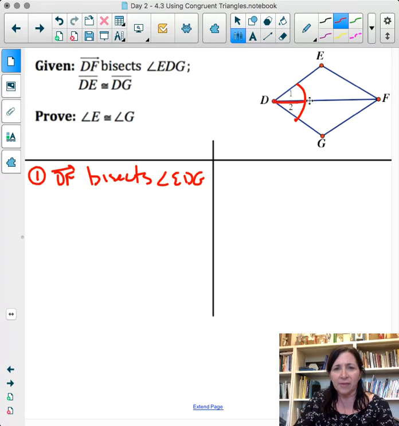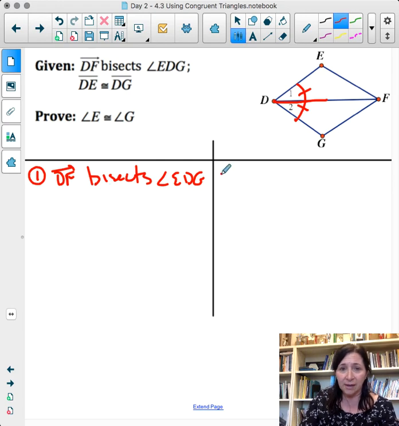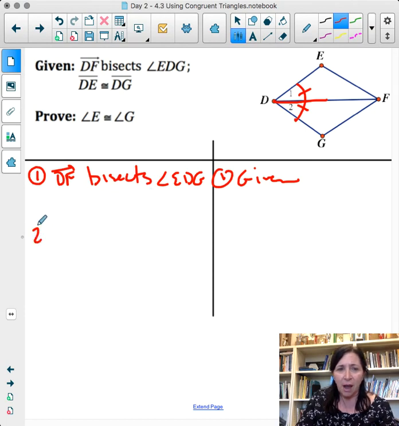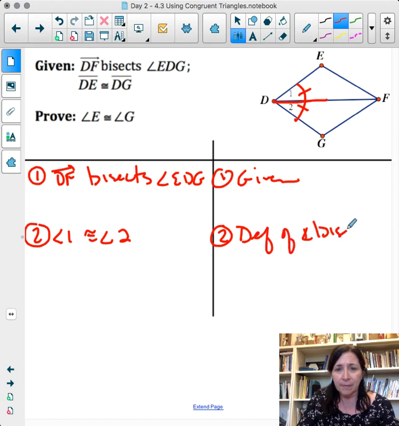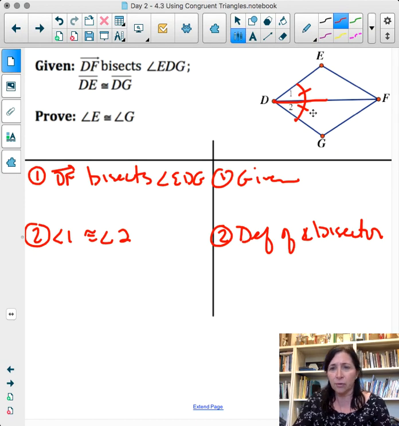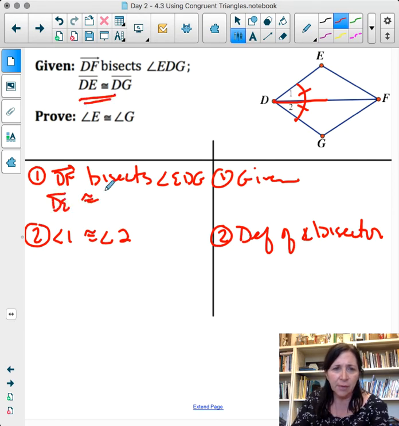Well, if a ray bisects an angle, that means it cuts it in half. And so therefore, because of this one statement in the given, I know I haven't written the whole given statement down, just because of that one statement, I already can say that angle 1 is congruent to angle 2. Because why did they give me that? They gave it to me because of the definition of an angle bisector, and that's why 1 is congruent to 2. In addition to that, what else did they give me? They said DE is congruent to DG. So DE, there's DE, is congruent to DG.